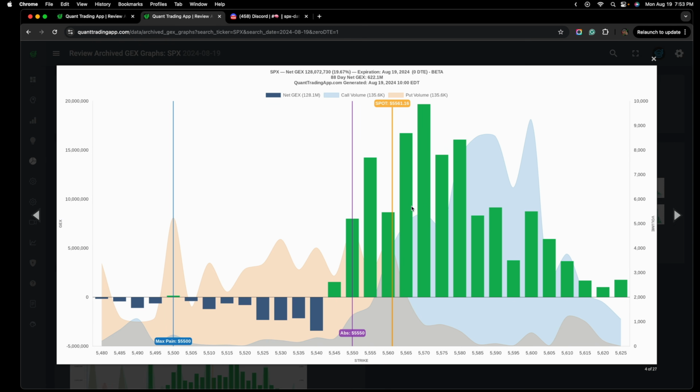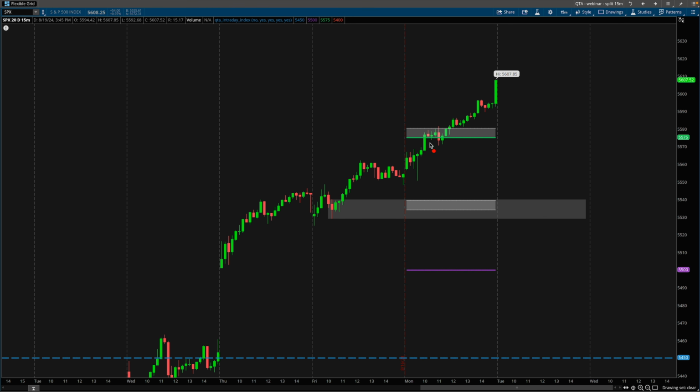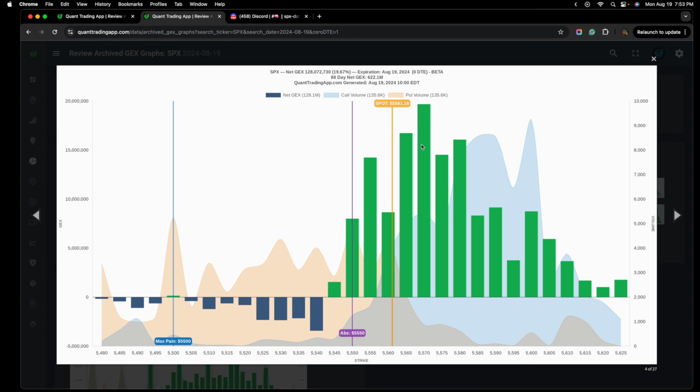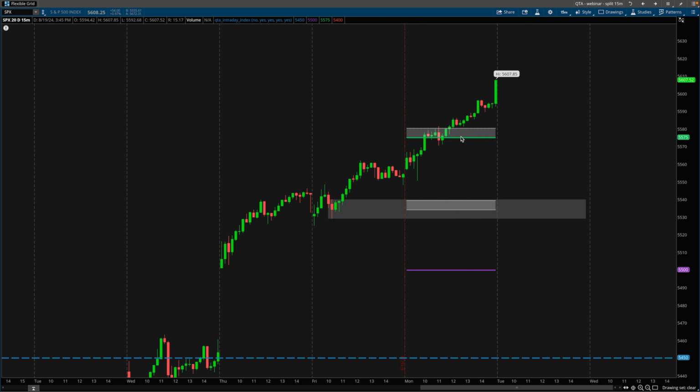0 DTE gamma exposure changes pretty frequently, so we can see that this is the highest positive gamma for today. It's 570. So 570 is right here. For the Friday expiration, it's 575. So this whole area right here is an area of a lot of gamma. So we can expect price to be pretty choppy in that area.